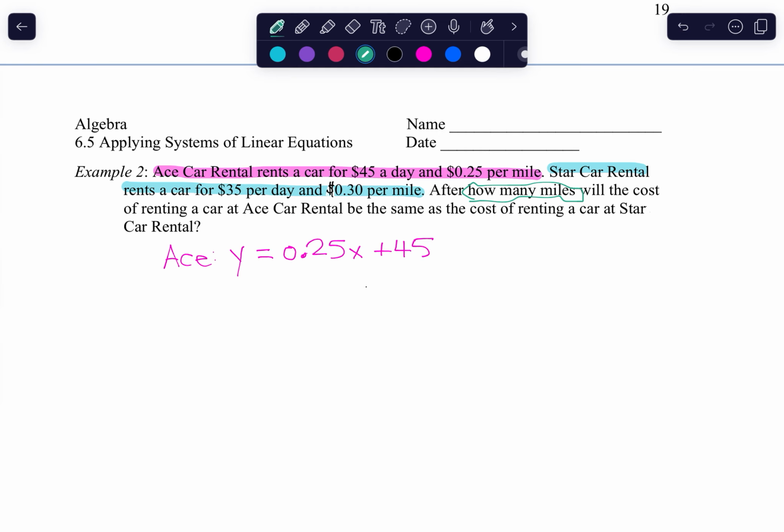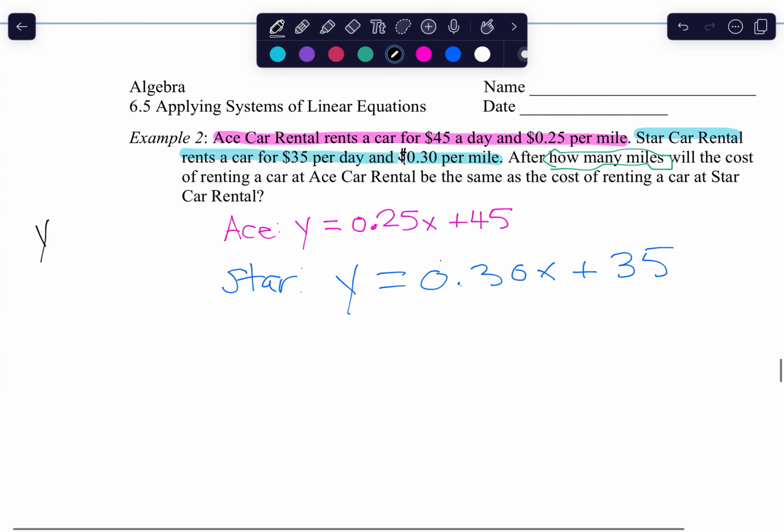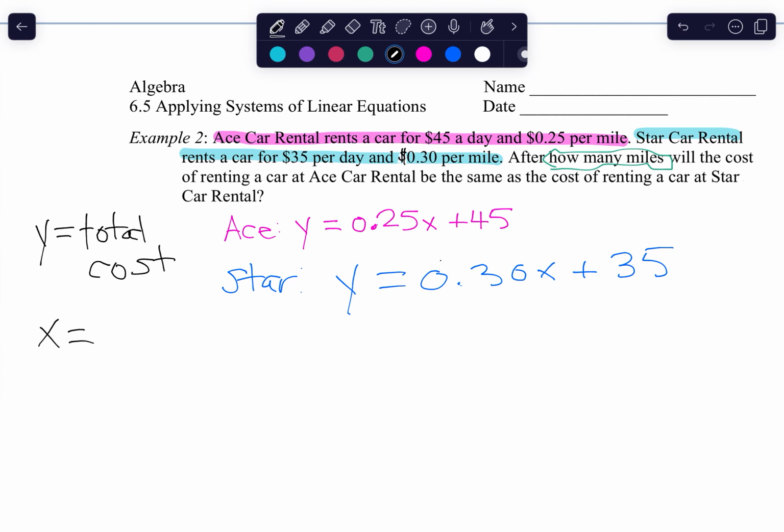So then we have to do the same thing for Star. We don't know our total, but we do know it costs 30 cents a mile plus $35 a day. Okay, and now off to the side, because if this is a keystone, you have to write what they are. So y is total cost. Sorry, I should have made sure my stylus was charged. And then x is number of miles.